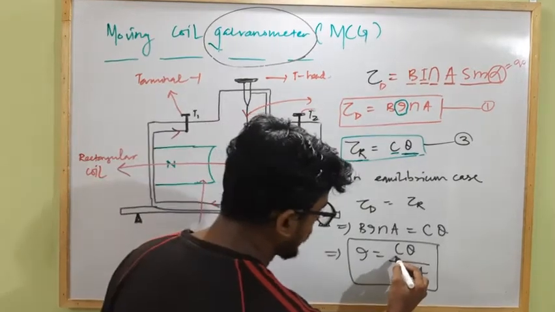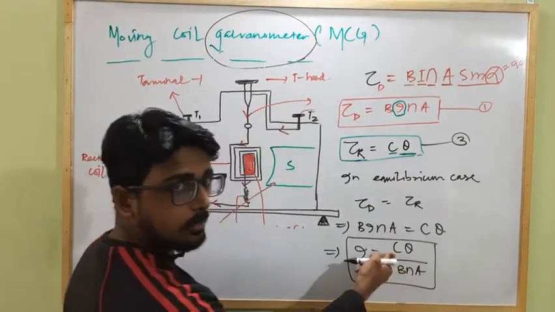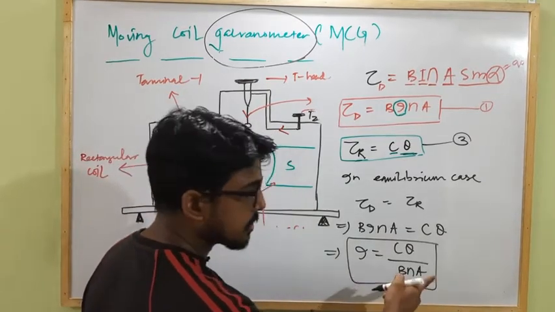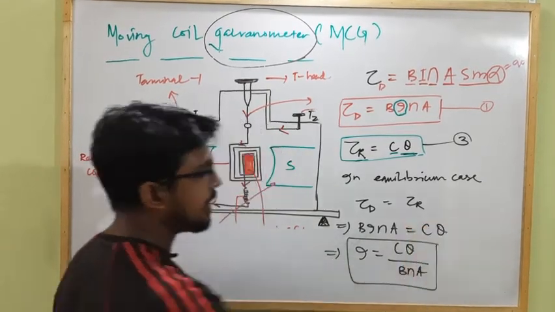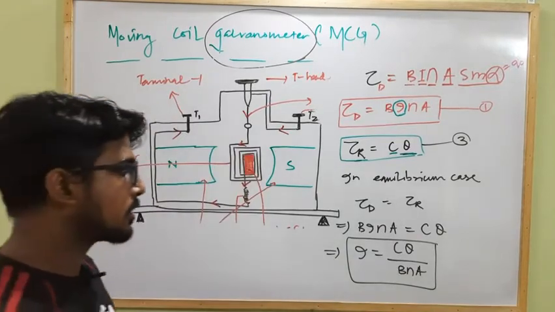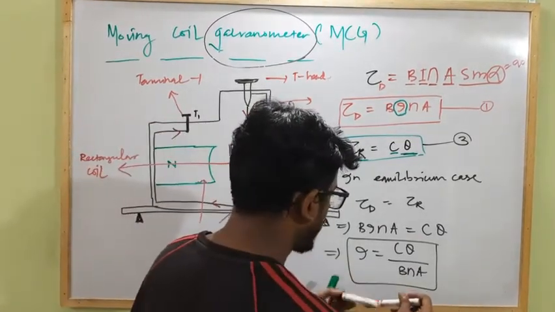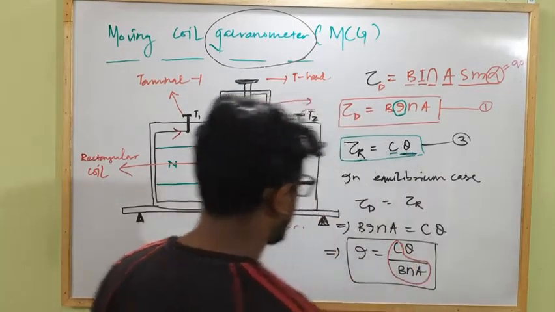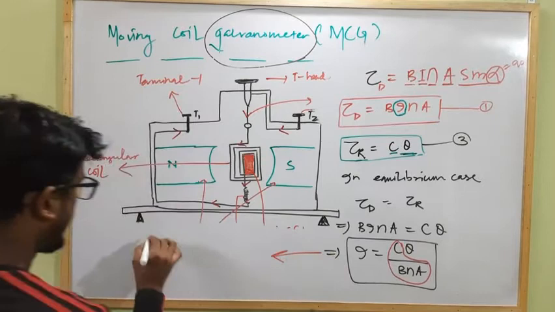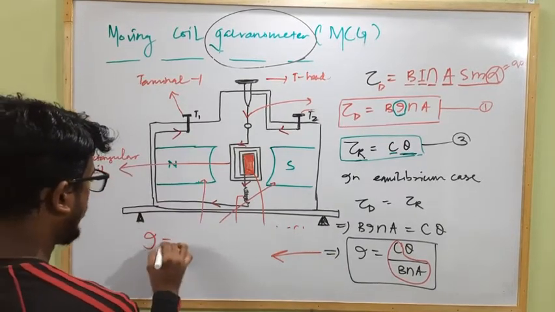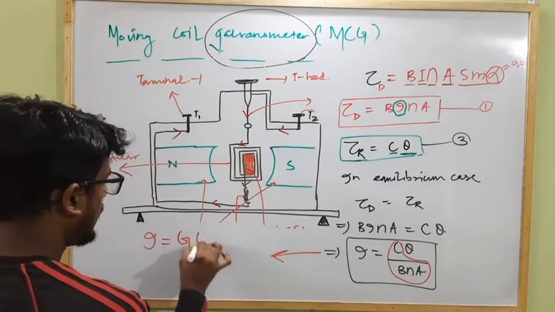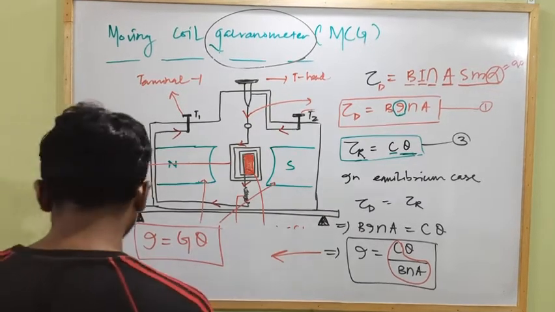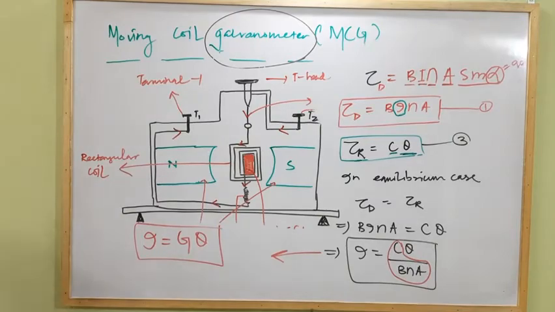From this, C is the torsional constant of the hairspring, which is constant for a galvanometer. The magnetic field strength is also constant, the number of turns is also constant, and the area of the rectangular loop is also constant. So the complete term C by BNA is a constant. So this expression can be written as the current I flowing through the galvanometer equals some constant G times theta. What is G? Here G is a constant which is known as the galvanometer constant.